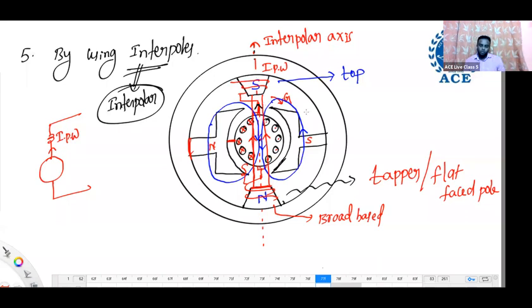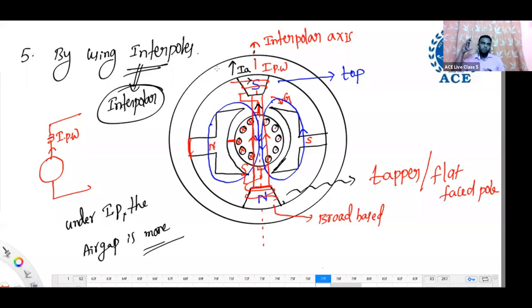What is the reason for keeping more gap under the interpole? Yes, it is mainly to avoid saturation of interpoles. Why will interpoles saturate? The reason is, what is the current in the interpole winding? Armature current. Compared to field winding currents, the armature current is very high, 10 amps, 15 amps, 20 amps like that.